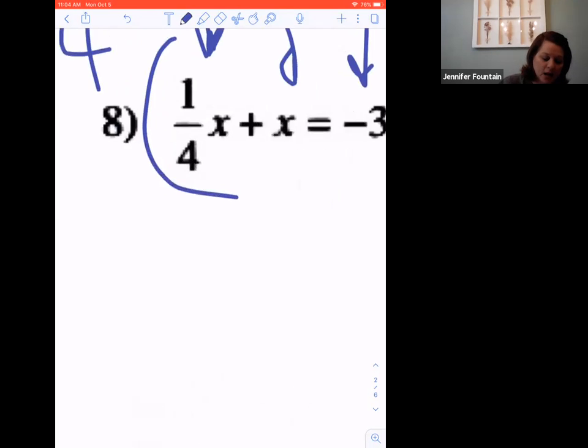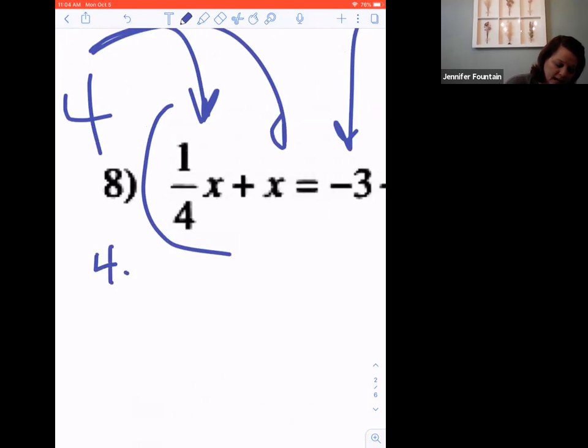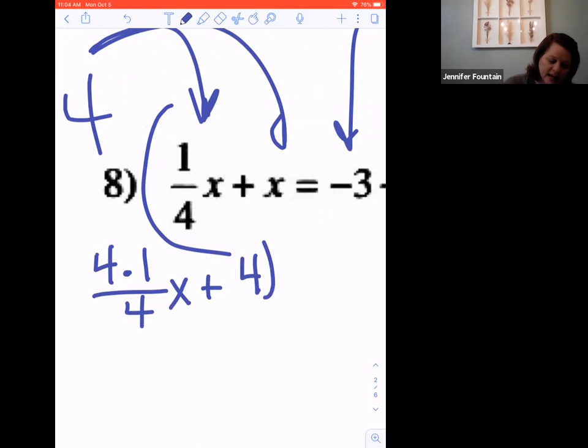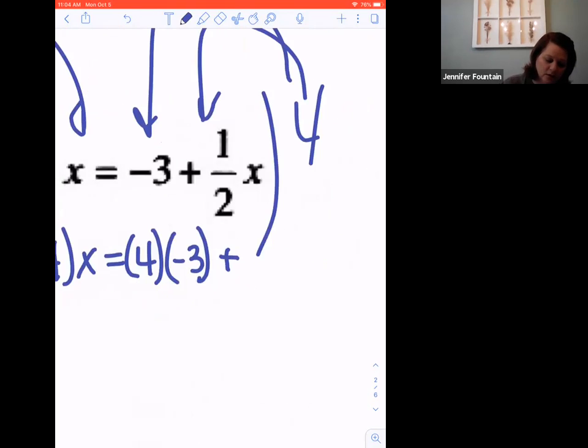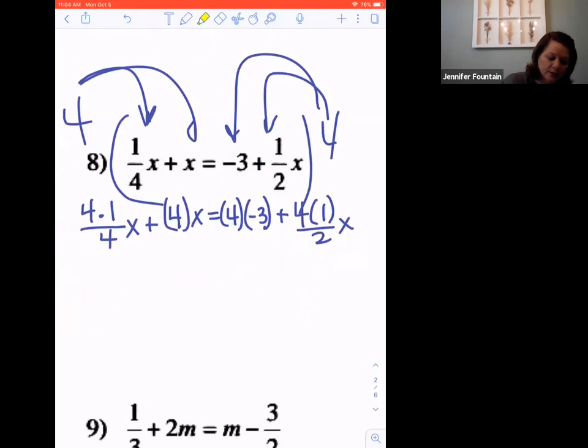Now I have 4 times 1 over 4x plus 4 times x equals 4 times negative 3 plus 4 times 1 over 2x. My purpose in doing that was for you to be able to see that I've multiplied each term by 4. Is everybody good with that so far?